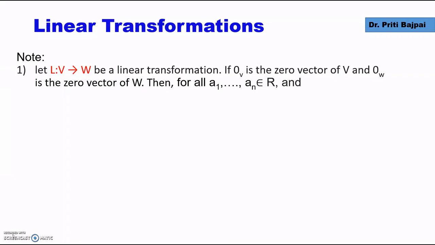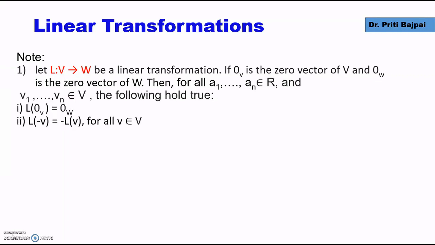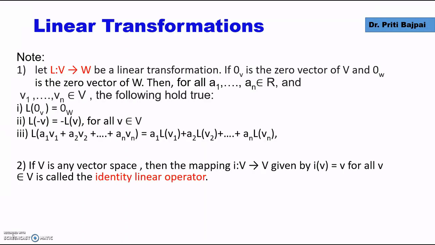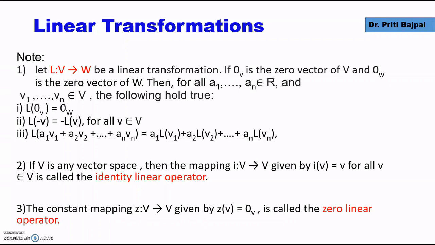Now, the linear transformation L from V to W satisfies certain properties. If we take some vectors v1, v2 belonging to capital V, a zero vector 0_V from our vector space V and a zero vector 0_W from the vector space W, then these three properties are always satisfied.